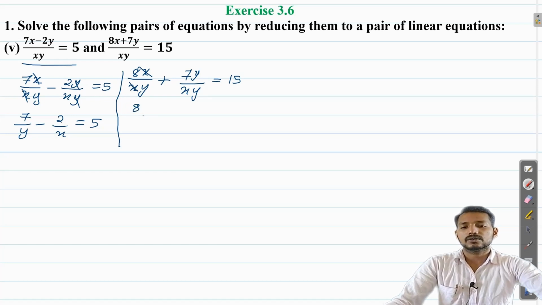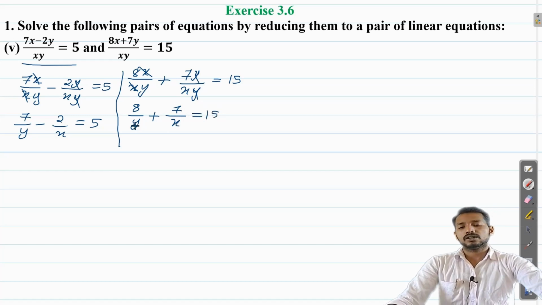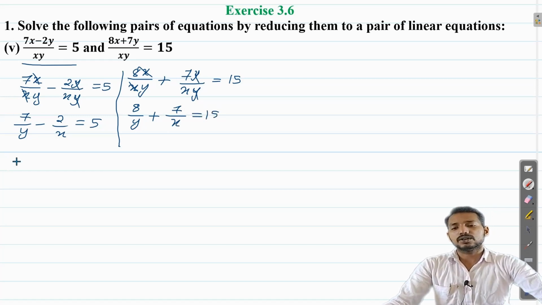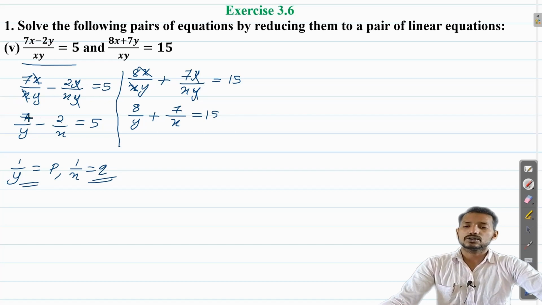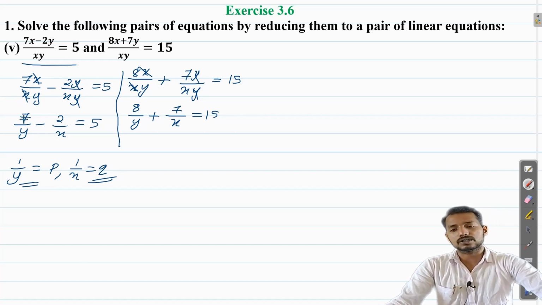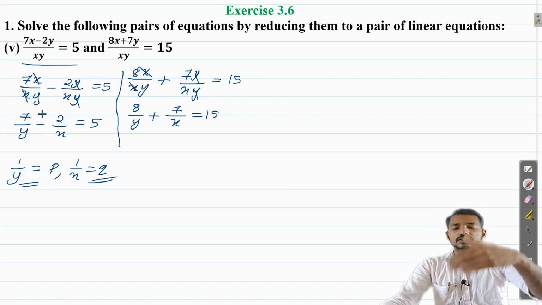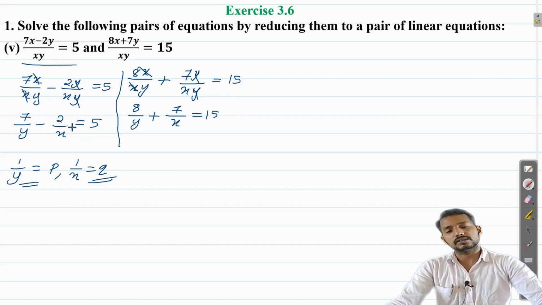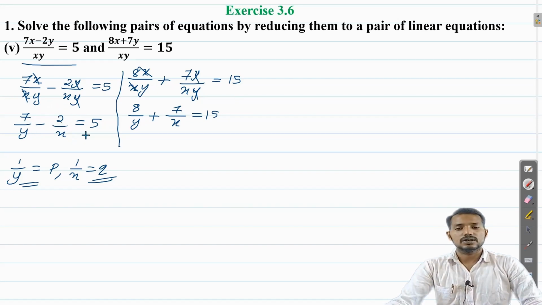So x is eliminated, and we will get 8 divided by y plus, y is cancelled, 7 divided by x, which is equal to 15. So now you can go for substituting 1 by y is equal to p and 1 by x is equal to q. Anyway, it's up to you. Now you get the equations in the form given in the previous option. Clear? So this is the way you can also try. This question also you can try yourself.